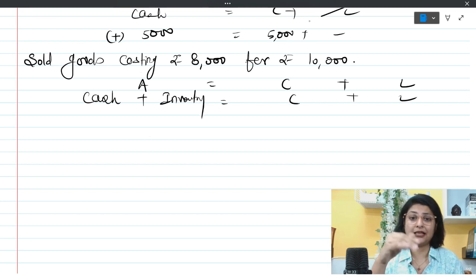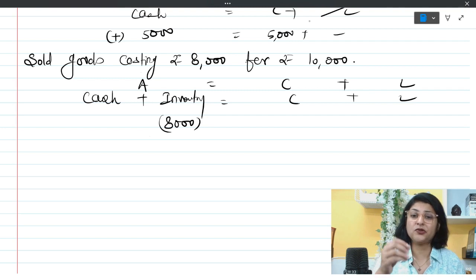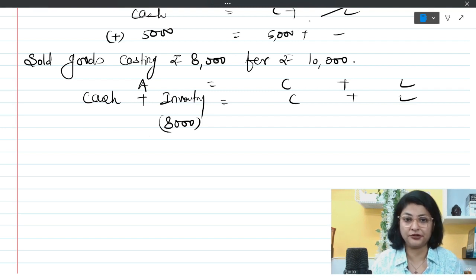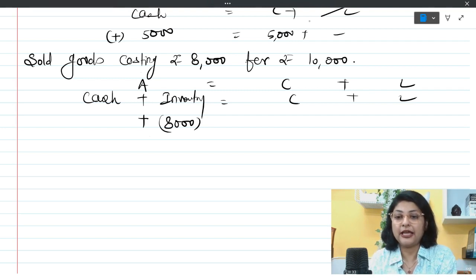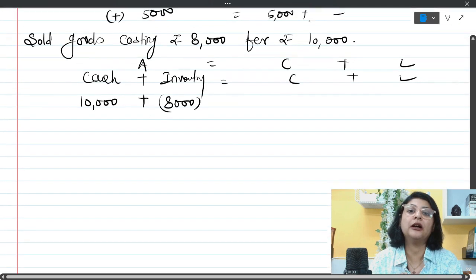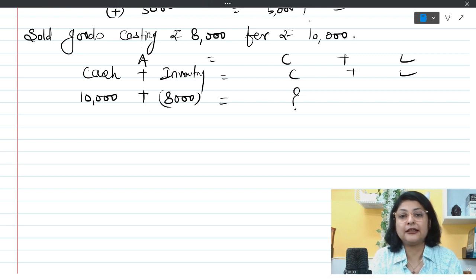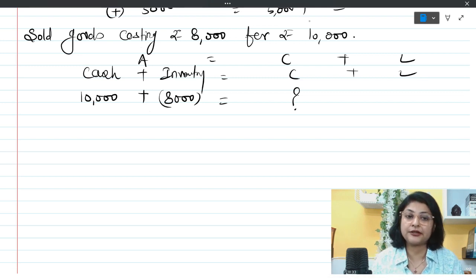So when we sell goods, what is happening? From goods, how much am I going to deduct? I am going to deduct 8,000 because that is my cost, and that much I have to deduct. Whereas if I add over here, I will have to add 10,000 because the 10,000 amount has come to me from the person to whom I have sold goods. Now the question is, what should I write under capital, or what should I write under liability?